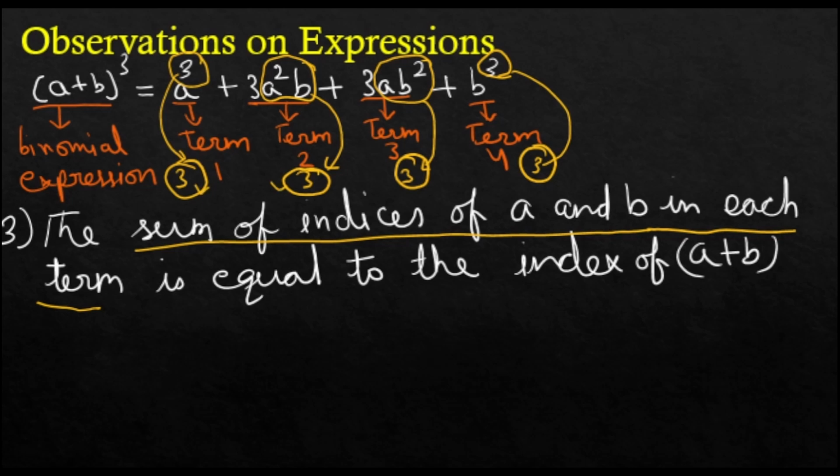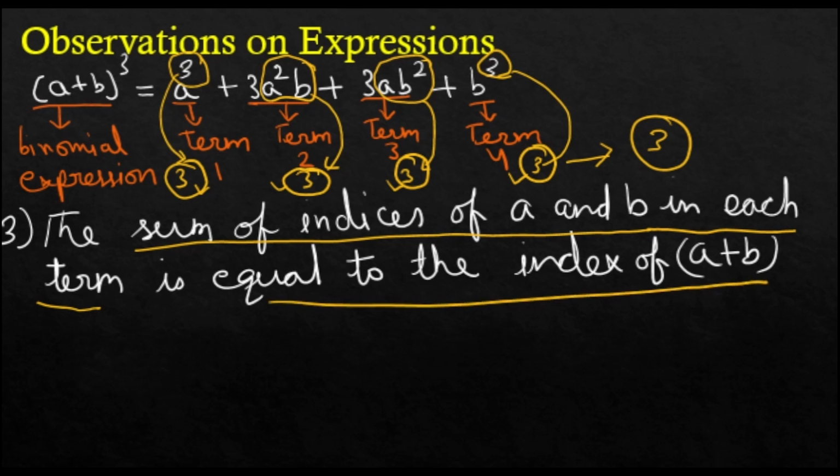In each term, the sum of indices is equal, that is 3, which is equal to the index of A plus B. And what is the index of A plus B? It is 3, equal to these 3. Hence, the sum of indices of A and B in each term is equal to the index of A plus B. In earlier expansions of binomial expressions, we have seen examples, and we have been doing this for a very long time.